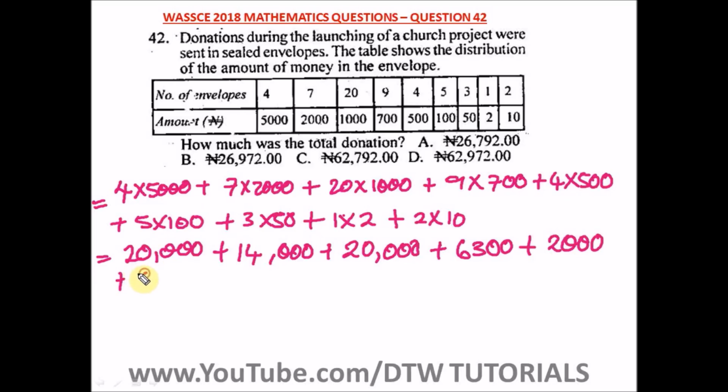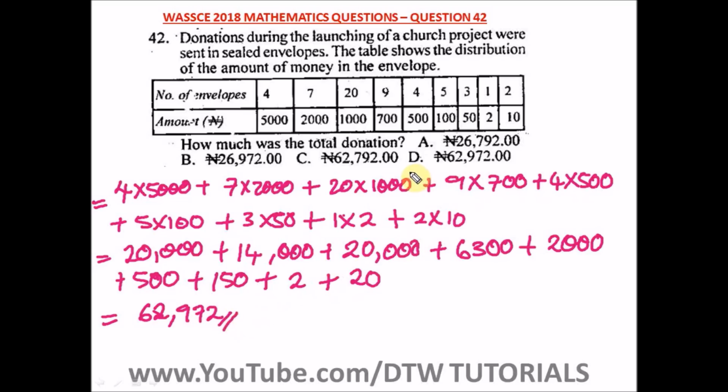Plus 5 times 100 will give us 500 naira. Plus 3 times 50 will give us 150 naira. Plus 1 times 2 will give us 2 naira. Plus 2 times 10 will give us 20 naira. Okay, so if you punch in your calculator, you add all these figures, we are going to get 62,972 naira. Okay, so this is our answer, and our right option here is option D.